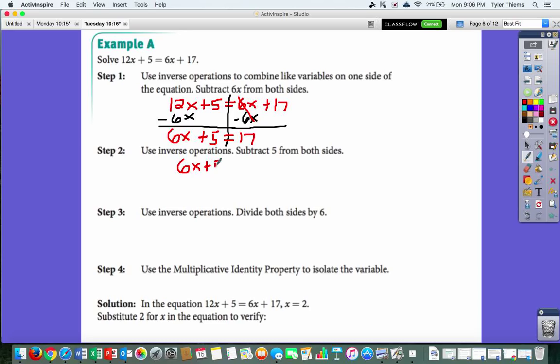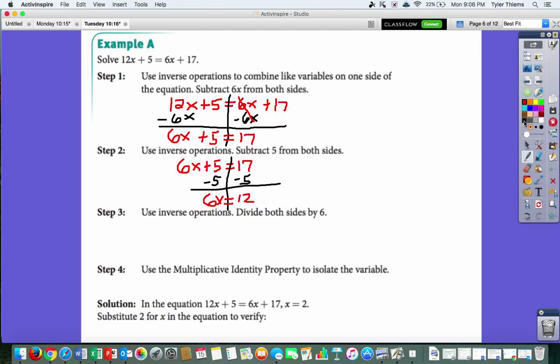In step 2, go ahead and rewrite your equation. If you need to pause at any point in this to catch up, if I'm going too fast, just press pause and you can always stay along that way. So now, step 2, we're going to subtract 5 from both sides. So subtract 5 from the left and subtract 5 from the right. And we get our new equation now just to be 6x equal sign in the middle. 17 minus 5 is 12.